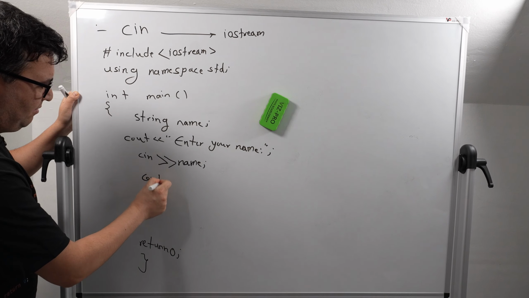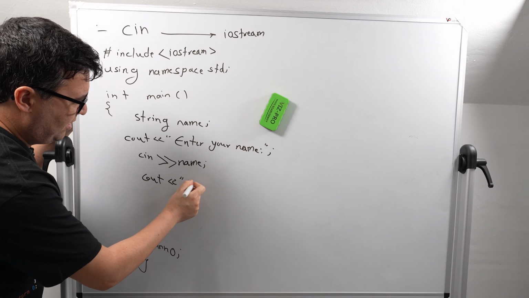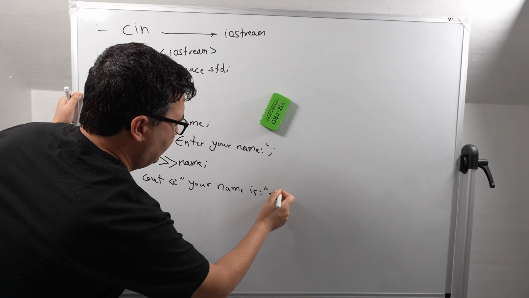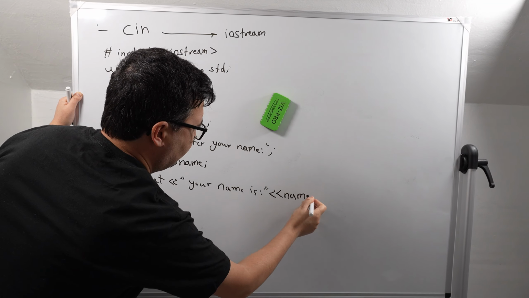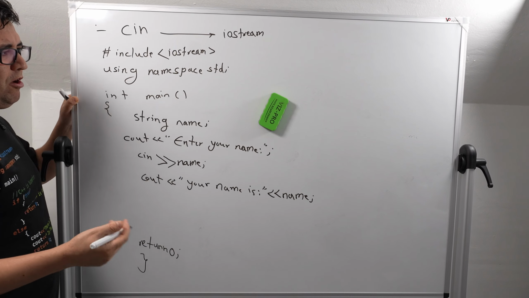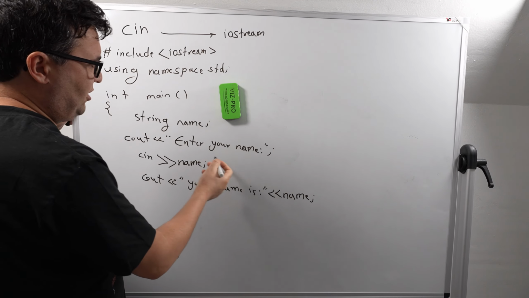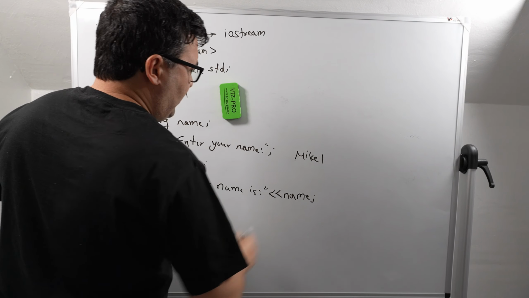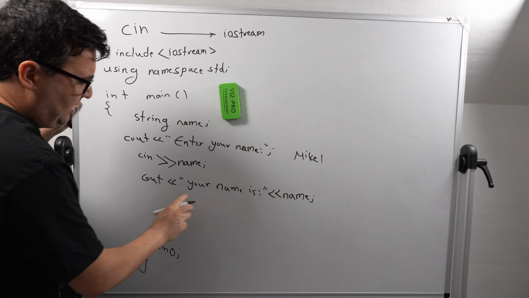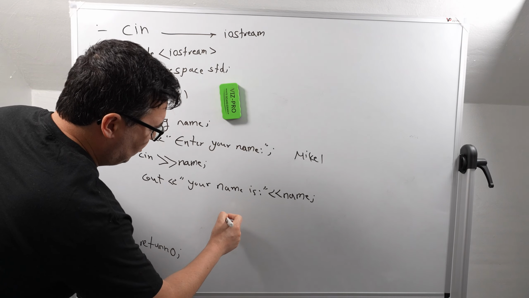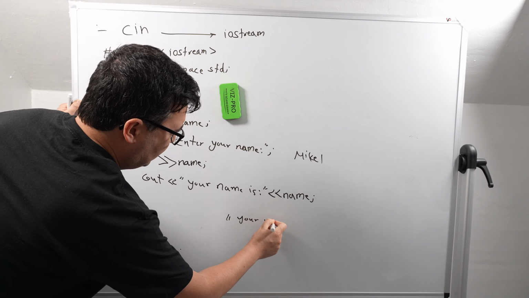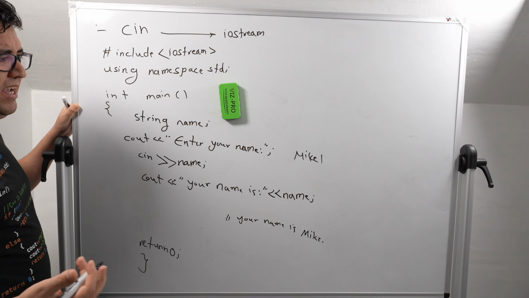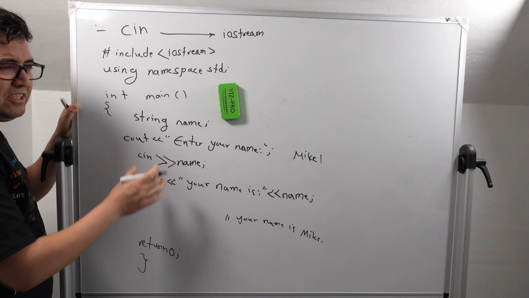And now we cout the name. We say "Your name is," quotation, name. So when we execute the program, it shows the message "Enter your name," and I enter my name, Michael or Mike. Then it prints "Your name is Mike." Like the output of this program is your name is Mike.